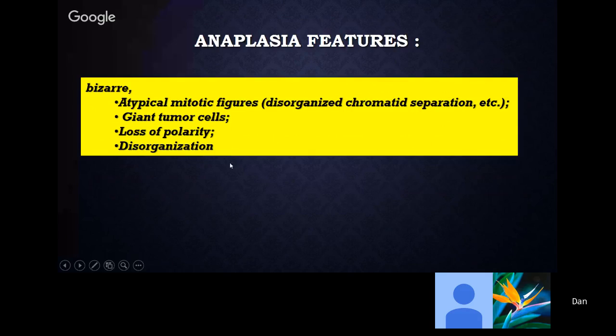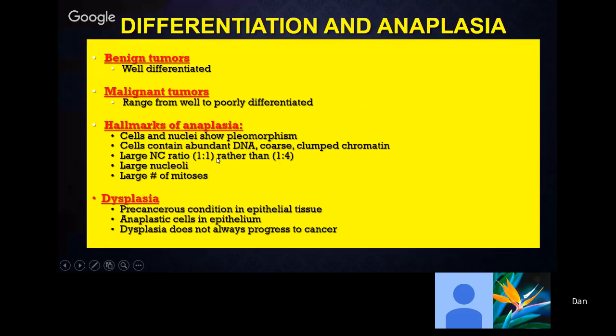So remember, to talk about anaplasia once again: giant tumor cells, loss of polarity. All the malignant tumors usually lose polarity, and many mitotic figures are happening. You don't recognize the tissue of origin, and it's completely disorganized. So when you look at the different aspects of tumors, let's start from the benign tumors, which are well differentiated, toward the malignant tumors that can be well to poorly differentiated, and then you're going to have the anaplasia itself.